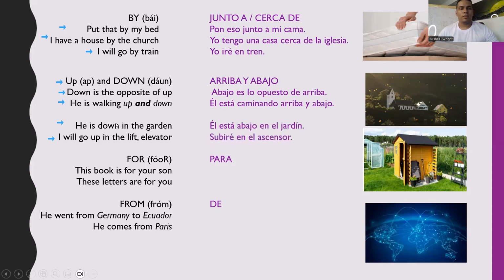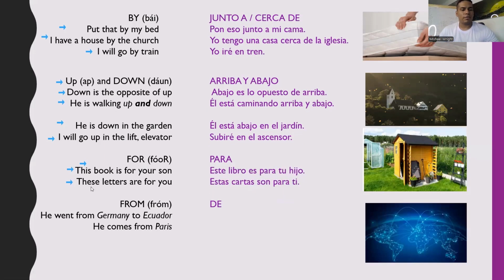So we say this one. For is mainly for something positive, right? When you give something to someone. And to is for directions, right? So when you're leading to a certain place, you use to, right? So for, this book is for your son. These letters are for you, right?